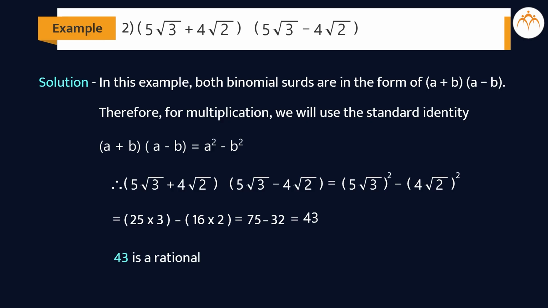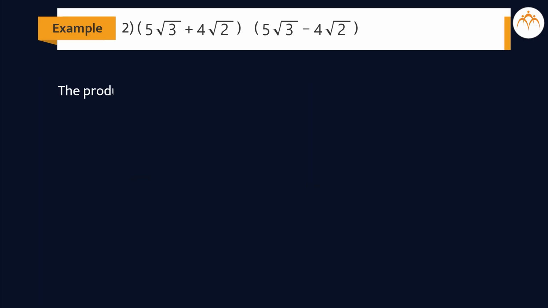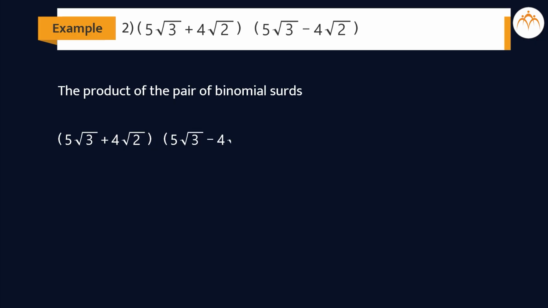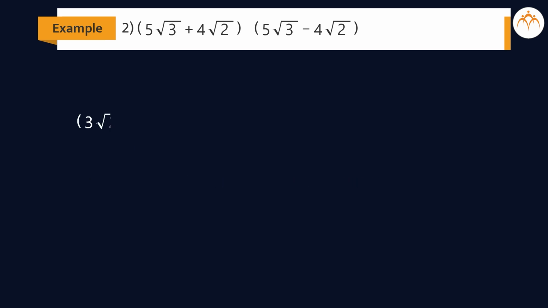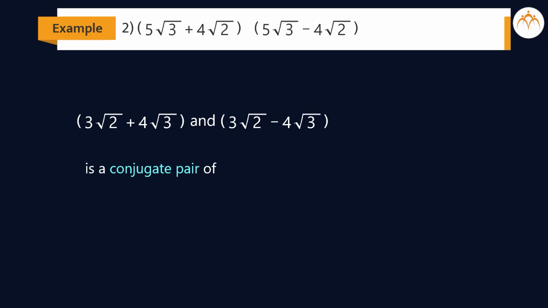Now 43 is a rational number. The product of the pair of binomial surds 5√3 + 4√2 and 5√3 − 4√2 is a rational number. Such pairs of binomial surds are called conjugate pairs. 3√2 + 4√3 and 3√2 − 4√3 is a conjugate pair of binomial surds.